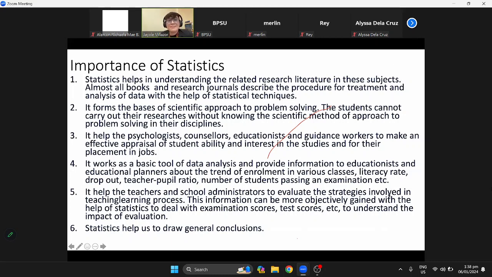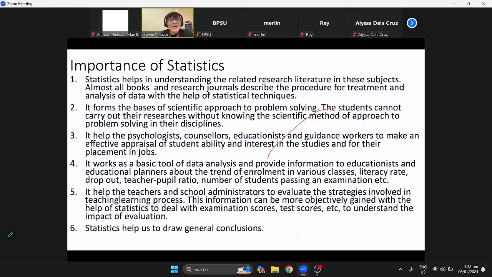Next slide is about the importance of statistics. Okay, so as we mentioned a while ago, statistics is more applied or applied mathematics. So it's very evident that we can experience statistics in our daily lives or situation. Okay, now, what are the specific importance?